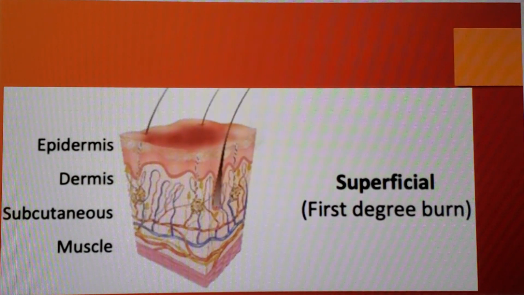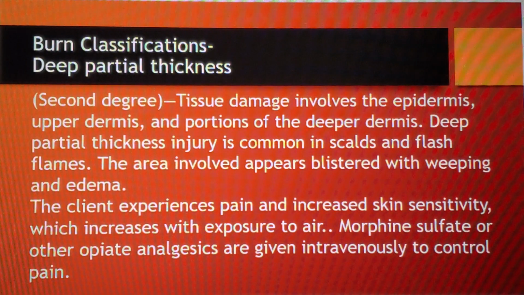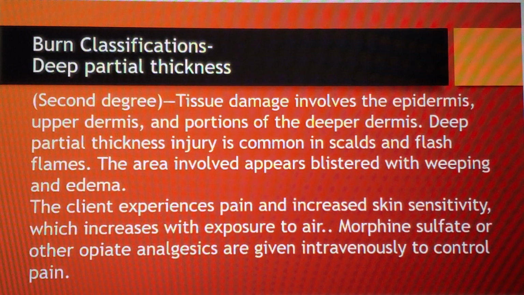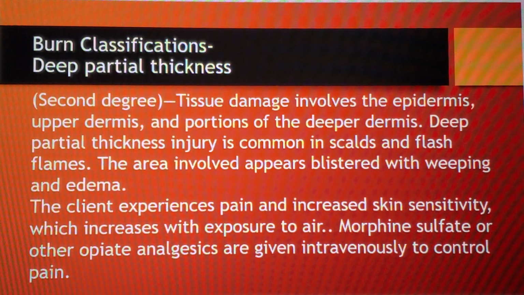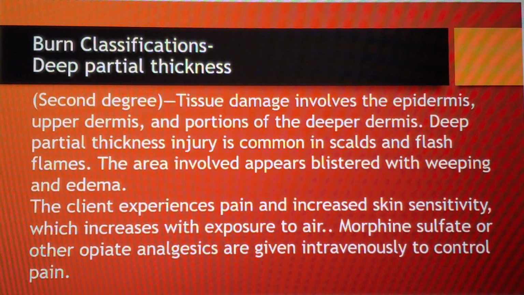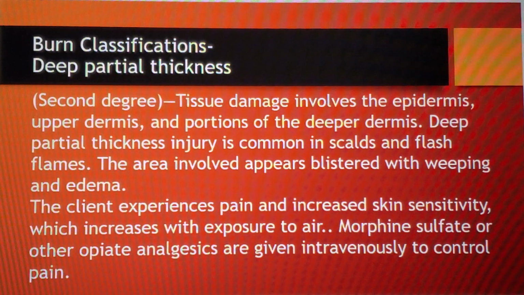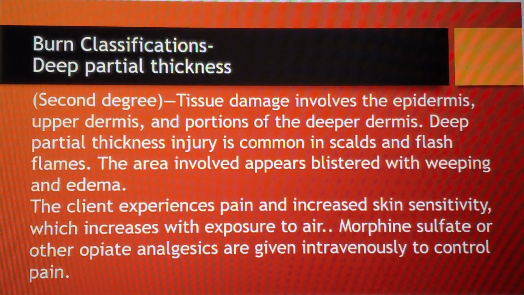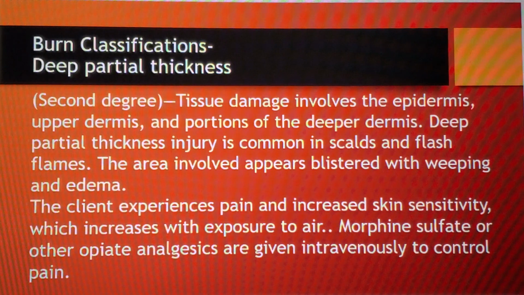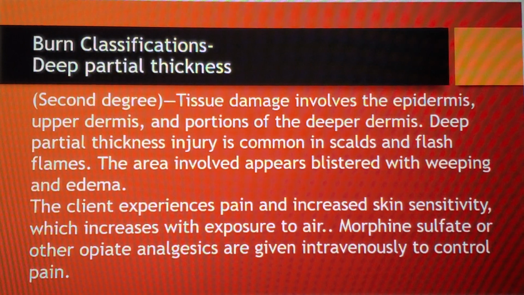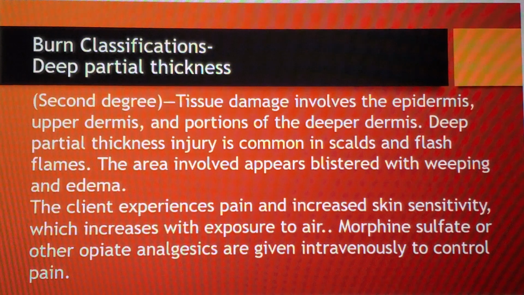Okie dokie. So, next. All right. So, that second degree, or deep partial thickness, as we learned. Tissue damage involves the epidermis, upper dermis, right? So it's really important. They went to the second level. It passed the epidermis and went down to the dermis, all right? And portions of the deeper dermis. So deep partial thickness injury is common in scalds and flash flames. The area involved appears blistered with weeping and edema.